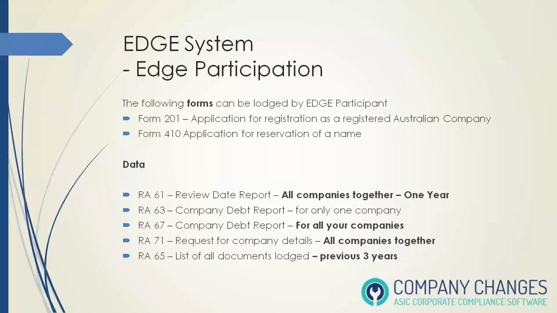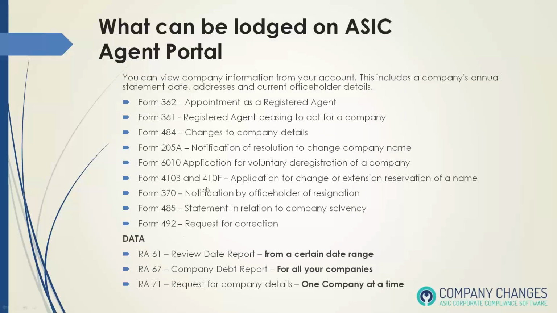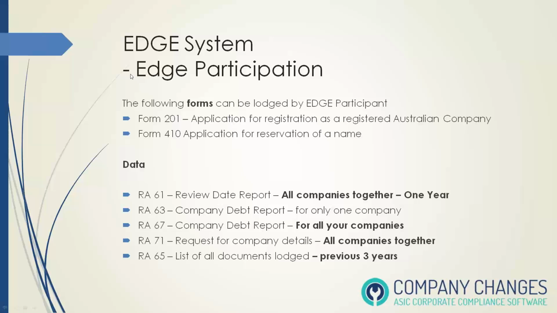Once you become an Edge participant, basically you as a registered agent will be able to lodge Form 201, which you can't do now. If I go back, you will see Form 201 is not there. So Form 201 is only if you are an Edge participant, and that means that you can lodge company registration as a registered agent. Now, many times, when you use trustdeed.com.au, you are basically not lodging under your name, you're lodging it under deed.com.au's name. So there is a difference between the two. But once you become an Edge participant, you will be lodging companies under your own name. So you will become the registered agent for that company.